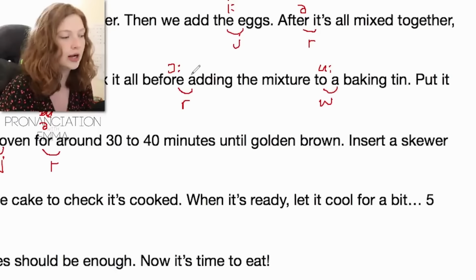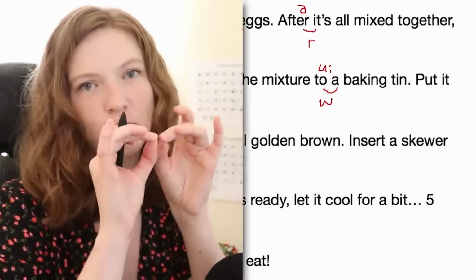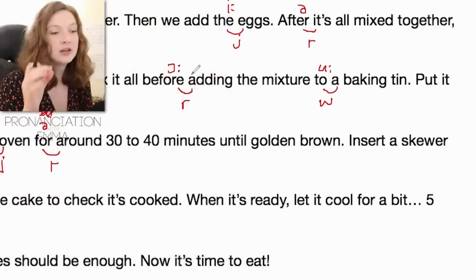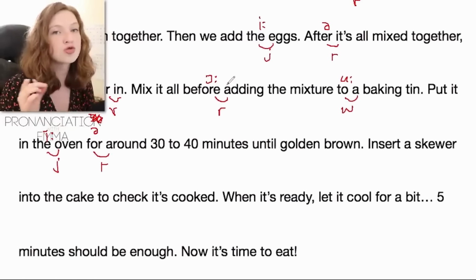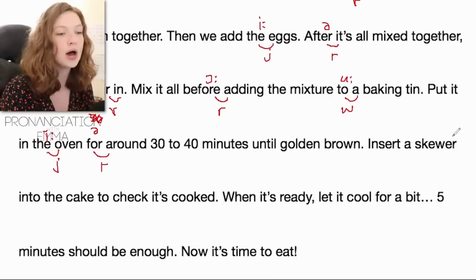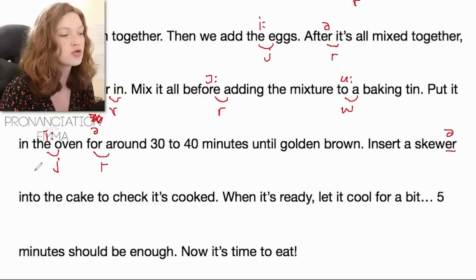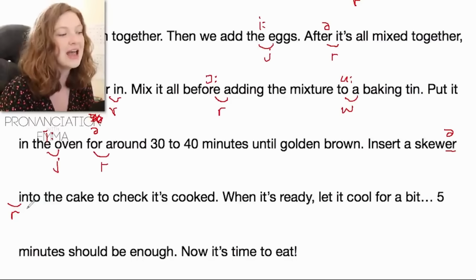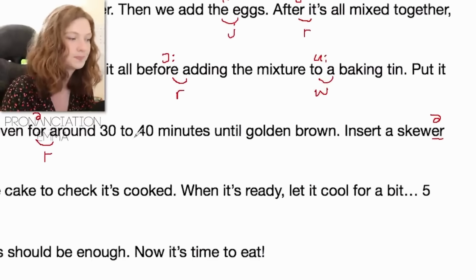Insert a skewer. So a skewer is kind of like a wooden stick that you use for barbecues and things like that. So insert a skewer into. Skewer ends with a schwa here, the sound. Skewer into. It's going to link with an r. Insert a skewer into the cake to check it's cooked.